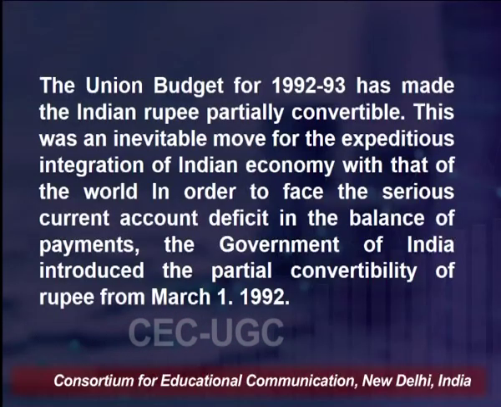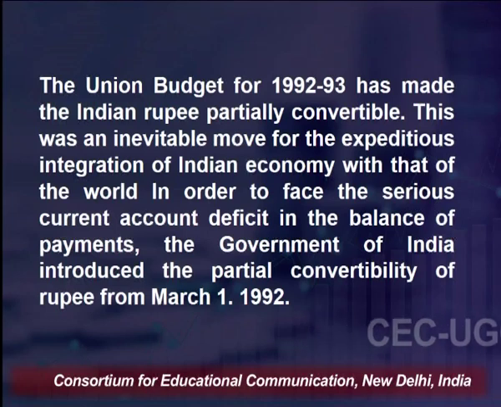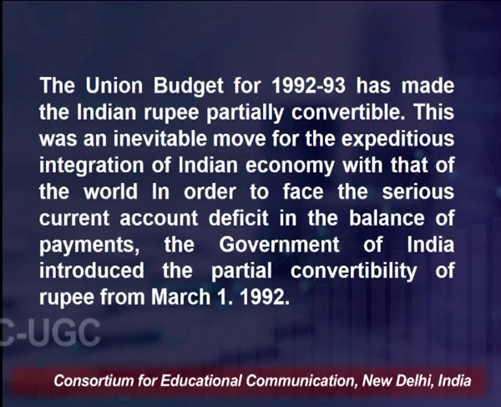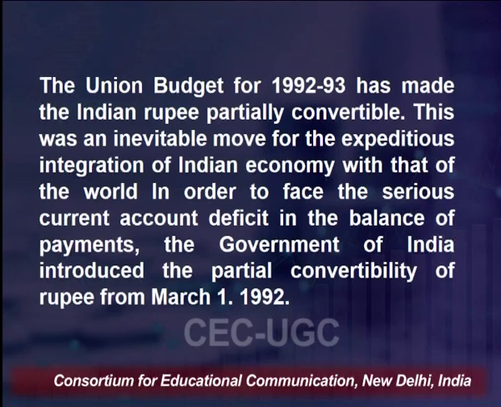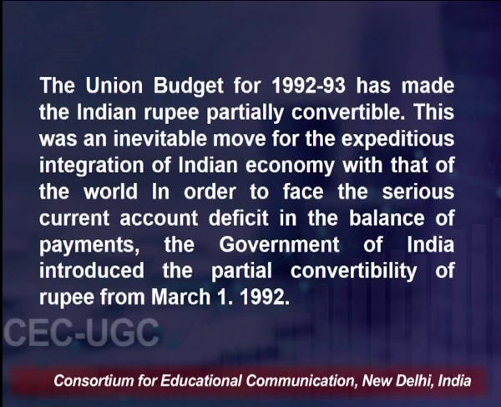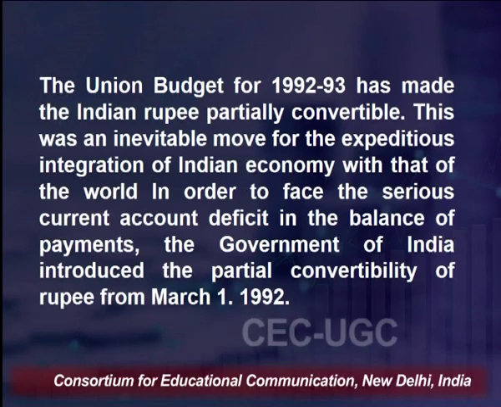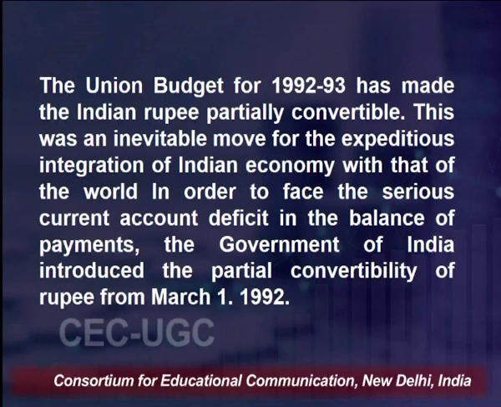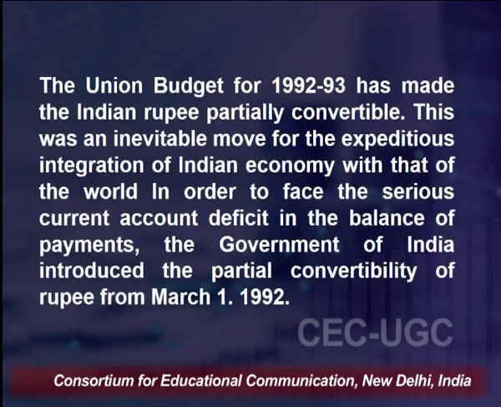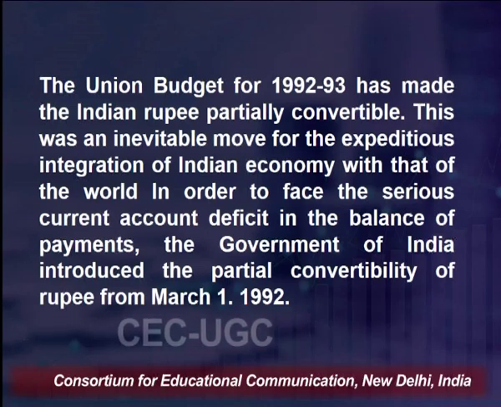So, when was our Indian rupee made convertible? It happened in the Union Budget of 92-93, when the Indian rupee was made partially convertible. This was taken as a big move, for the expeditious integration of the entire economy with the other parts of the world, so that the current account deficits occurring in the balance of payments could be addressed. The government of India introduced partial convertibility from March 1992 onwards, as it was introduced in the Union Budget of 92-93.